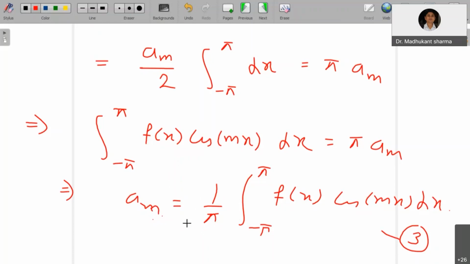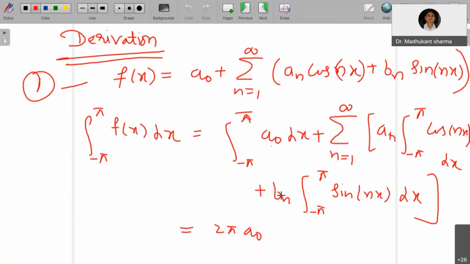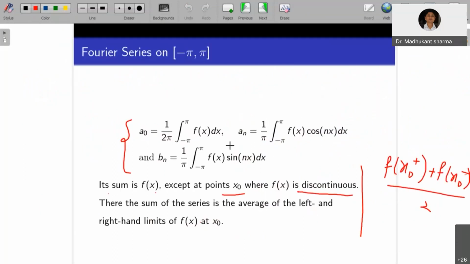Now, to get the last Euler coefficient, that is Bn, what will you do? You will multiply both sides by sine mx, and then again integrate over the interval minus pi to pi. That will lead to the formula Bn equals 1 by pi integration from minus pi to pi of f of x sine nx dx. This I can also leave as an exercise for you. I've given you the way to derive this, so if you're interested, you can verify that.